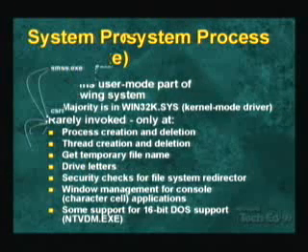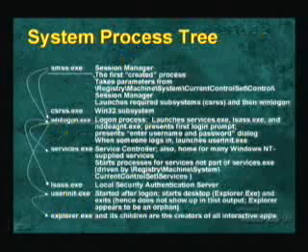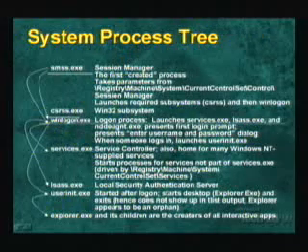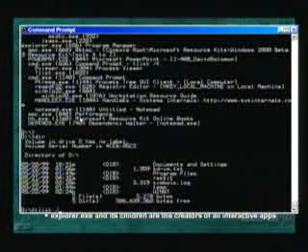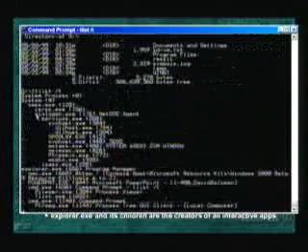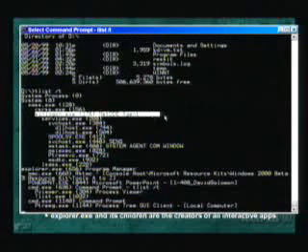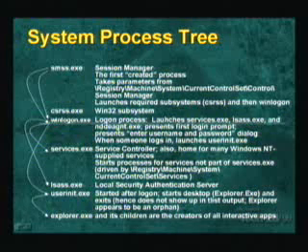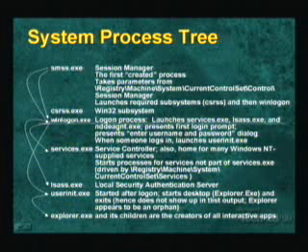Okay, so we talked about SMSS, we talked about CSRSS. Next in the tree, WinLogon. And WinLogon, by its name, everyone knows is the logon process. The first thing WinLogon does is create a child process to run the service controller, who is then responsible for launching all of the services defined in the registry to start automatically.